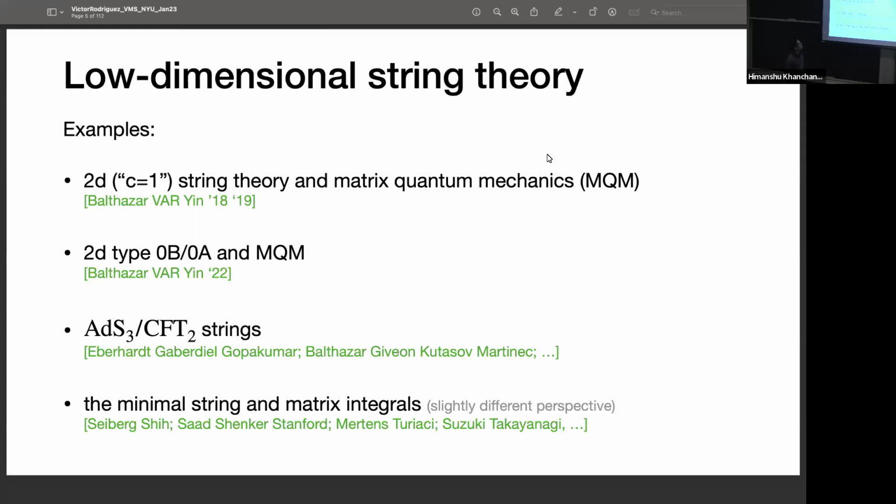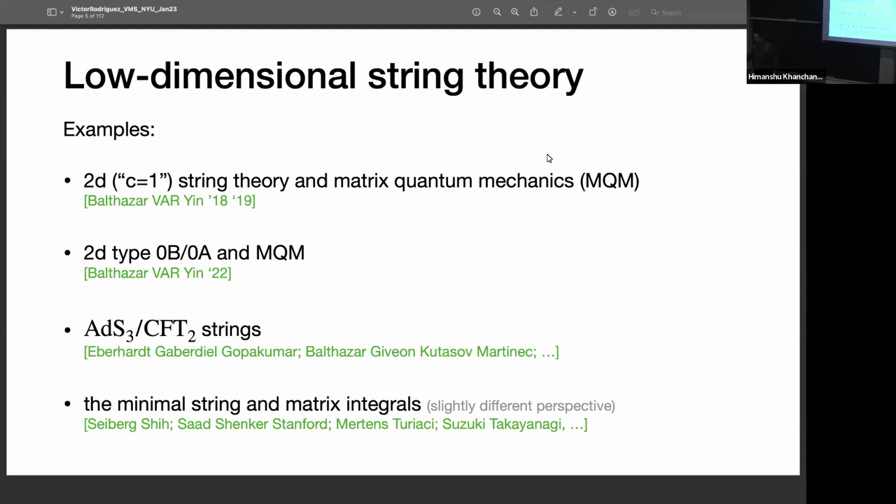Going up one in dimension, of course, we have AdS3/CFT2 strings. And another low-dimensional model that will play perhaps a slightly closer role to what we'll discuss later today is the minimal string and its duality with matrix integrals. As opposed to the matrix quantum mechanics, there's no time in this one. It's just a 0+0 matrix integral, in that sense. And even though this is a slightly different perspective, at least in how we think about it, we'll get into that. Okay, so these are examples.